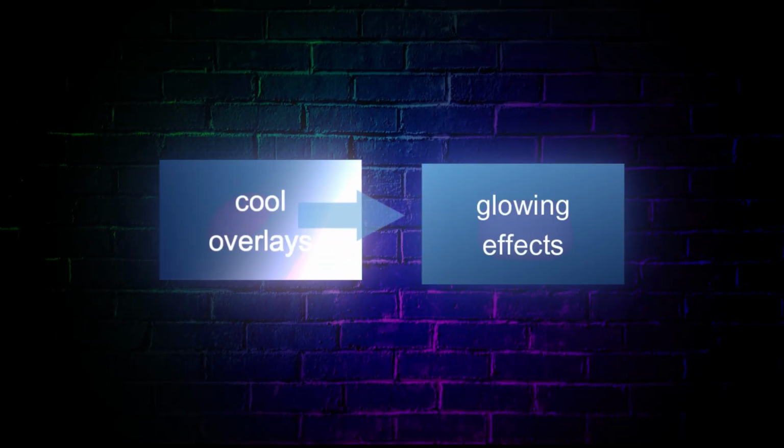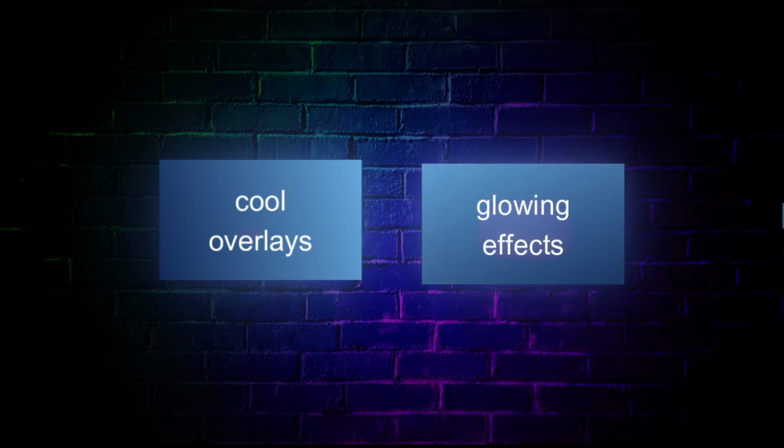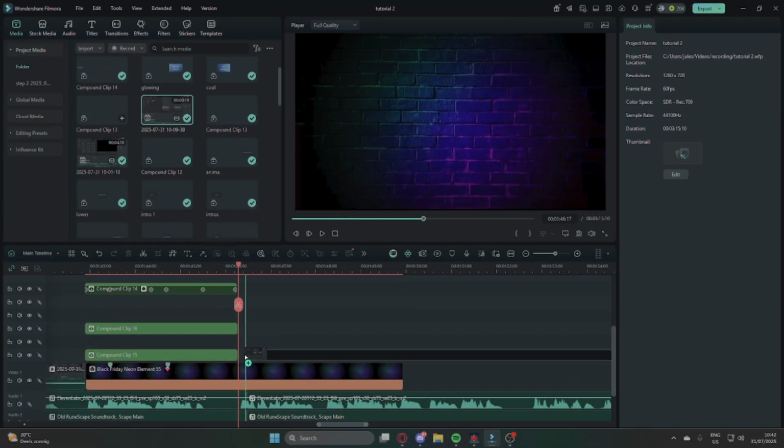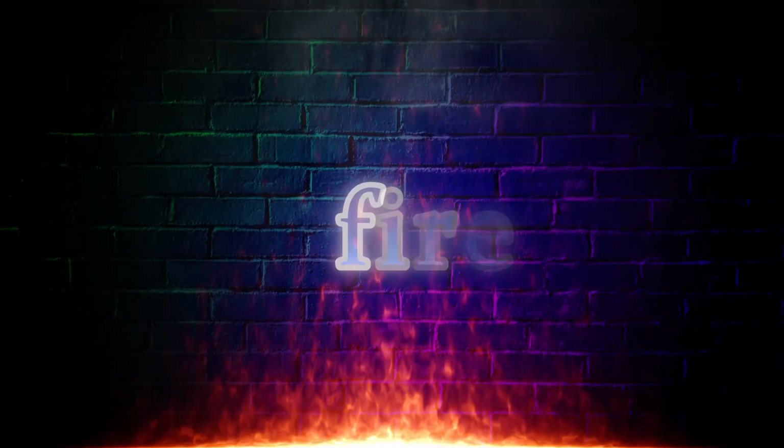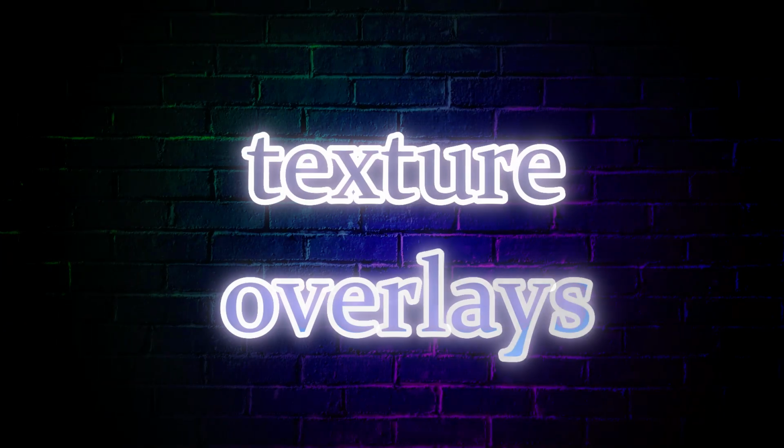Want cool overlays or glowing effects? Drag a clip above your video and set the blend mode to Screen, Overlay, or Multiply. Perfect for light leaks, fire, smoke, or other texture overlays.